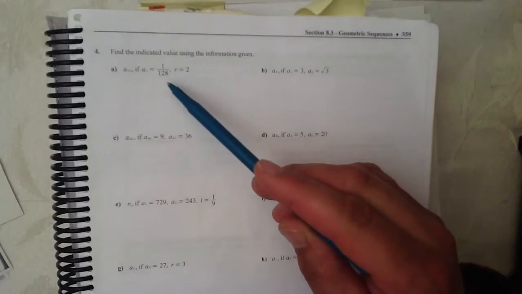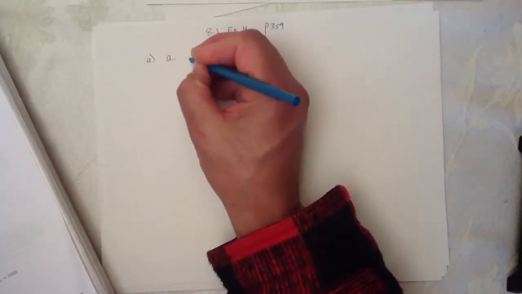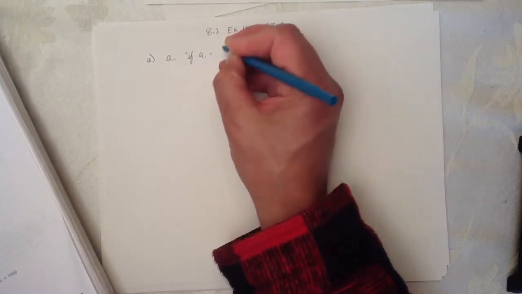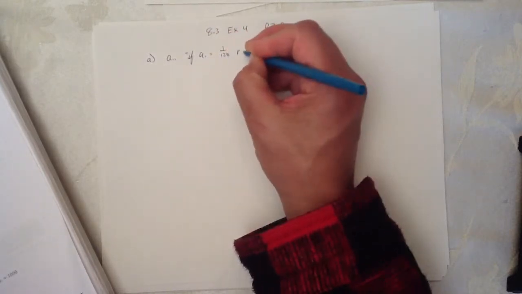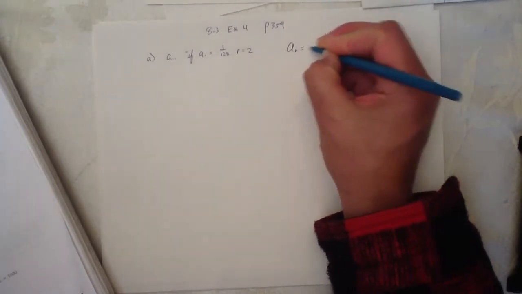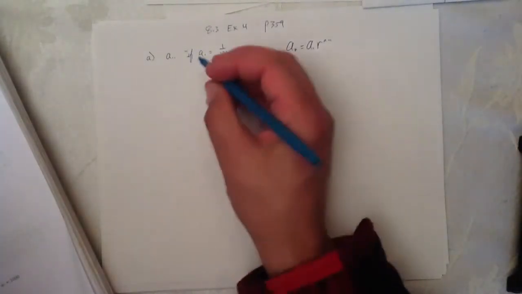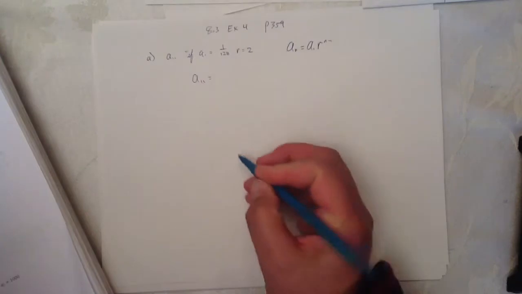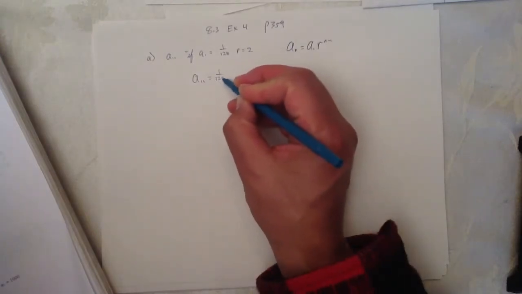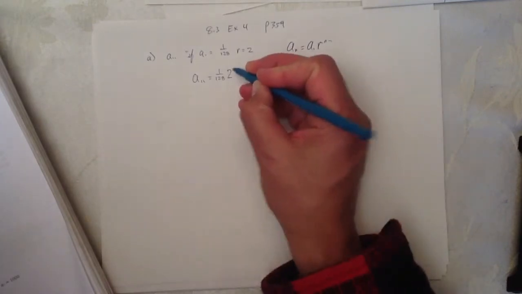Okay, so up here, let's do this first one right over here. That's A, and it says find A11 if A1 equals 1 over 128 and R equals 2. So let's bring our good friend the formula back so we remember what that formula is. Everything's going to be based on that formula here. An equals A1 R to the n minus 1. And so A1 we know that. An we don't know what it is. A11 though will equal A1, which is 1 over 128, times R, which is 2, to the n minus 1 power, which is the 10th.